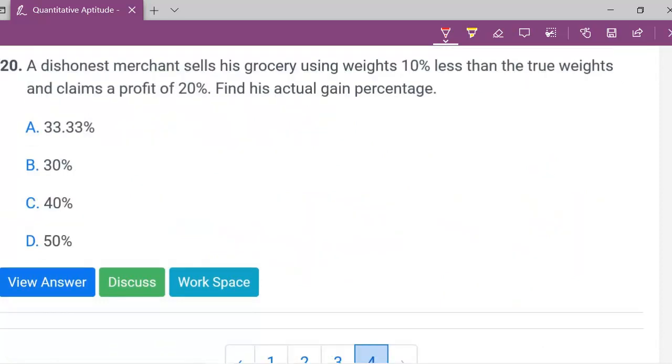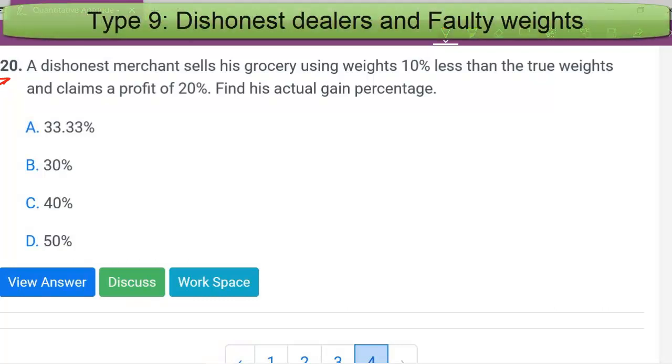So here we have another type of question. This question belongs to the dishonest merchant type. The question is, a dishonest merchant sells his grocery using weight 10% less than the true weight and claims a profit of 20%. So find his actual gain percent.